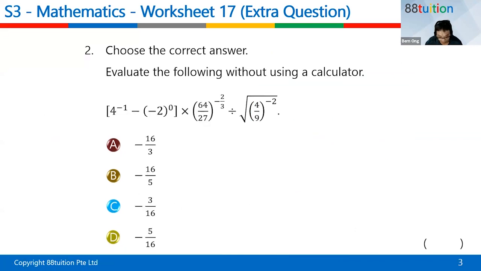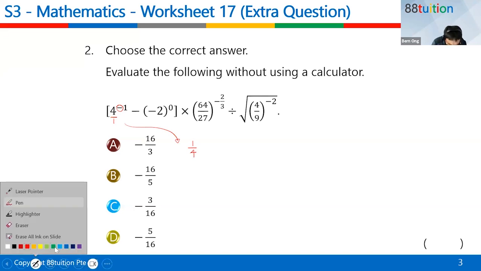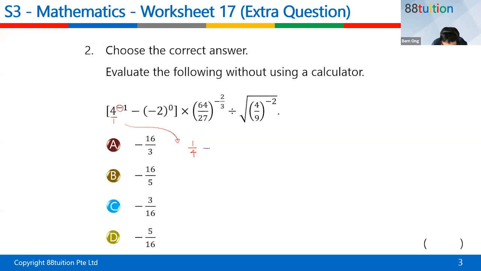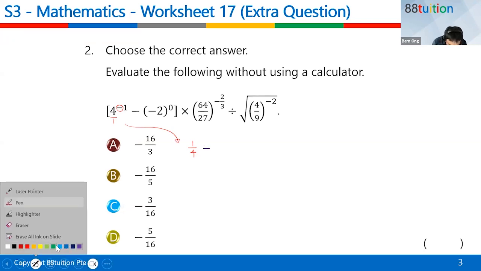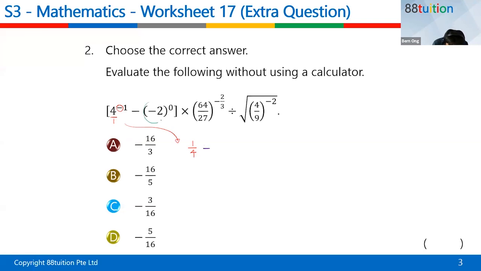Now question number 2. What do you see? Can you see something? This one is negative, a negative power. Activate the flip. So actually it's 4 over 1, and now becomes 1 over 4. You activate the flip. The minus is still here. The bracket to the power of 0 is only for this one.